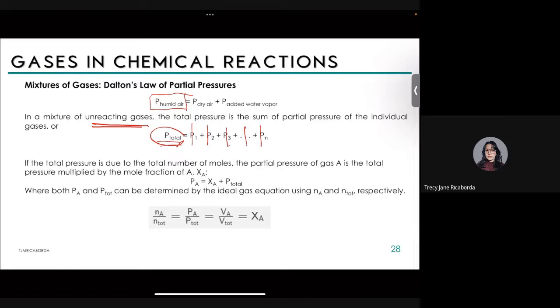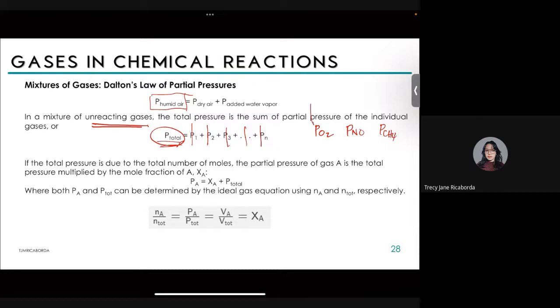If the total pressure is due to the total number of moles, then the partial pressure of gas A is the total pressure multiplied by the mole fraction of A, which is XA. Ano daw yun? So, di ba, each component in a mixture, mag-contribute siya ng a fraction ng total number of moles. Di ba? Kasi if you have PO2, PNO, PCH4, di ba, ito yung mga partial pressures nila.